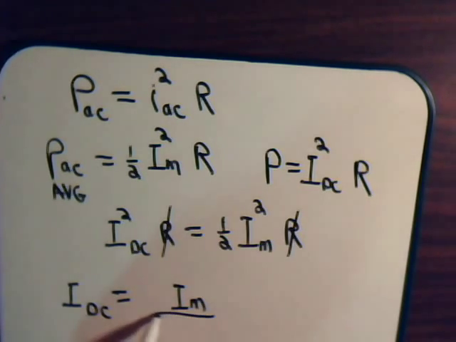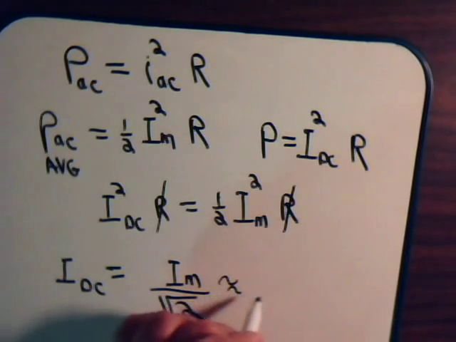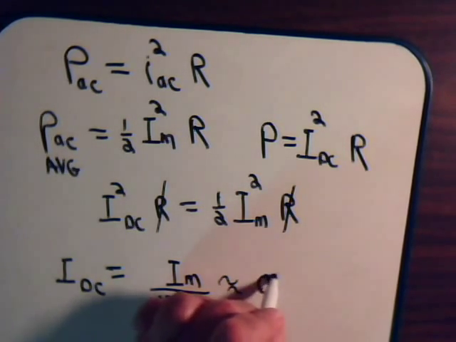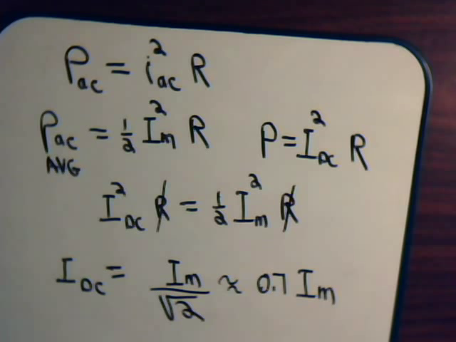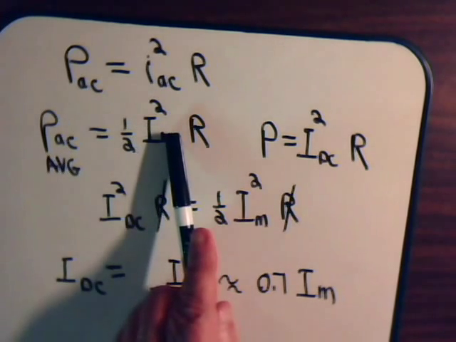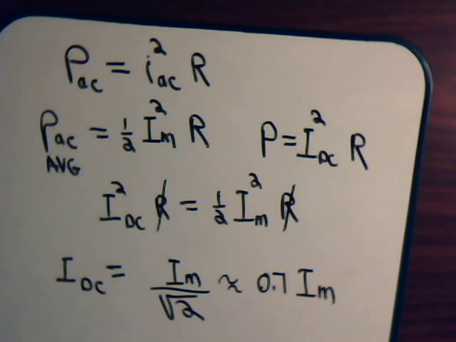divided by the square root of 2, or that's very close to being 7/10 times I_M. So if we have an alternating current source that we're using to deliver power to a circuit, and instead of using that alternating current source, we want to use a direct current source, how much current should we have for it? And that would just simply be 7/10 the maximum value of our alternating current source, and that will deliver the same amount of power.